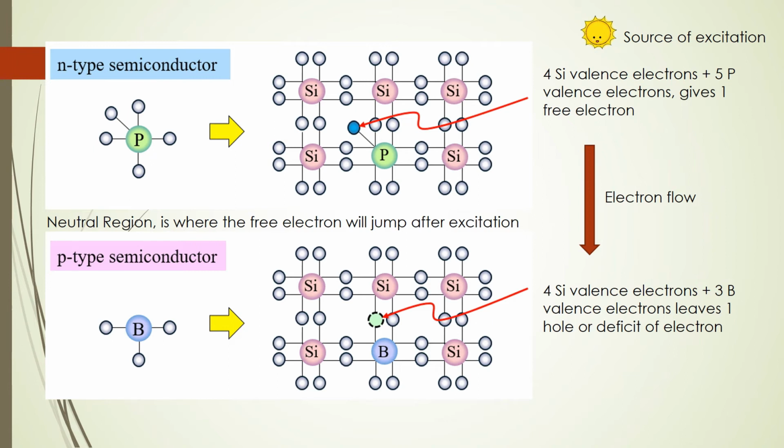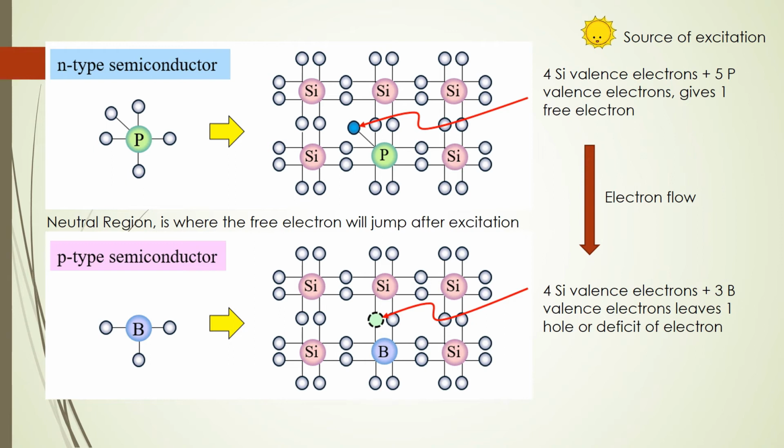The extra valence electrons in the phosphorus atoms start to behave like the single valence electrons in a regular conductor such as copper. They are free to move about. Because this type of semiconductor has extra electrons, it's called an N-type semiconductor.